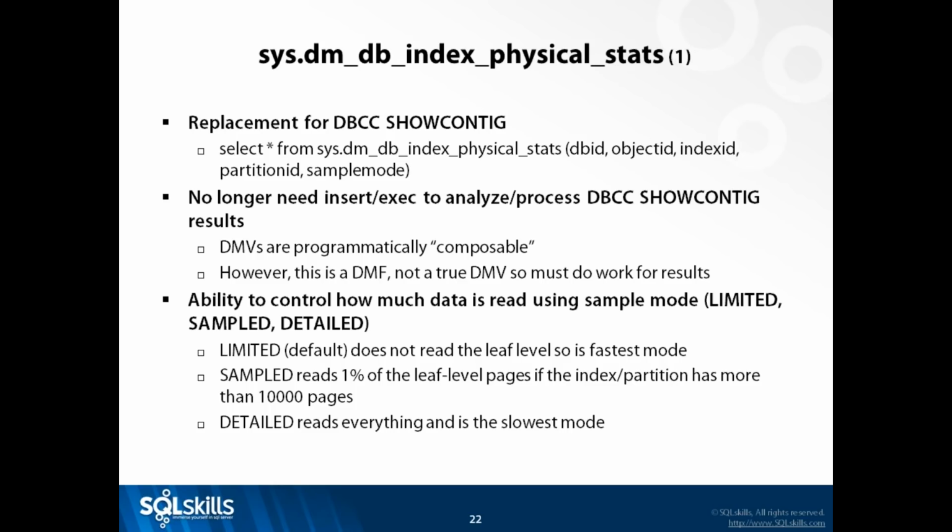A DMV is one where the metrics that are reported to you have already been calculated by SQL Server, and the DMV just pulls them out of memory and reports them. A DMF, a function, is where the metrics are not already calculated, and so the function has to go and do a bunch of work. This one is a function, and it's the most expensive function because it's going to have to read a bunch of pages from disk.